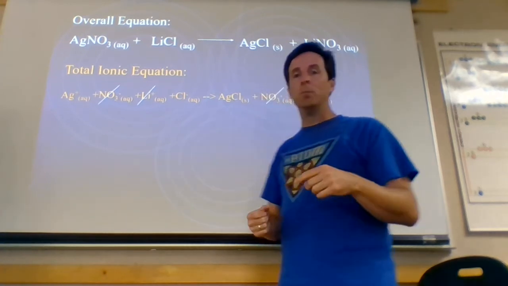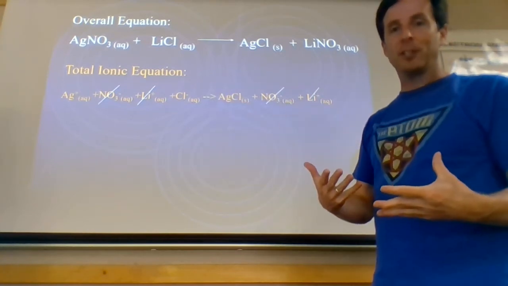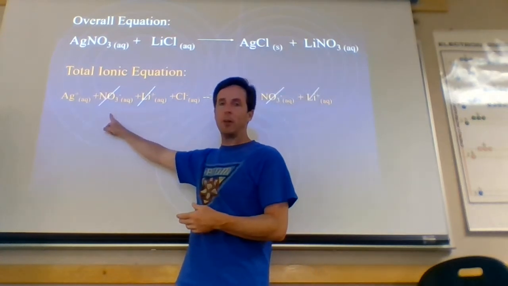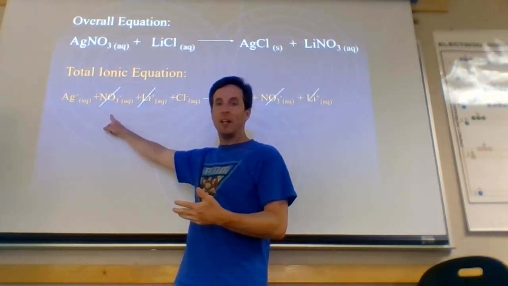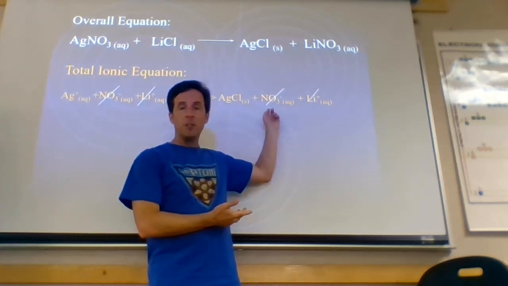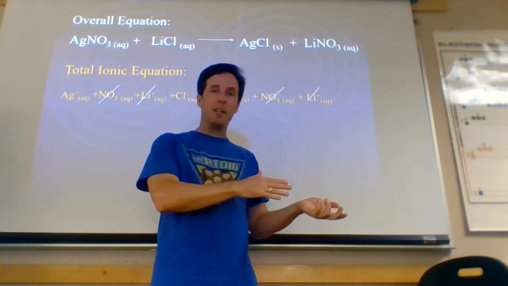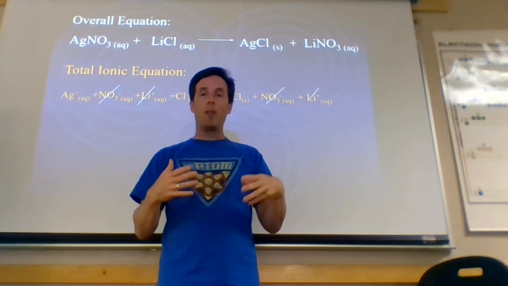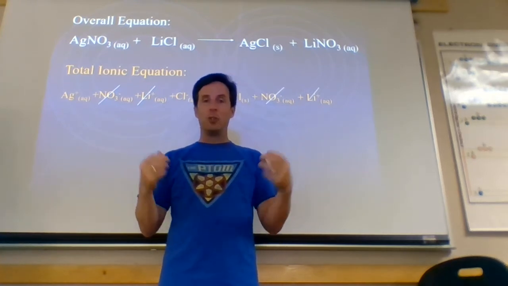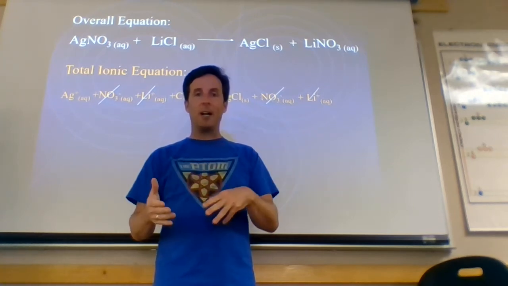So I'm going to mark out the things that basically didn't do anything in the reaction. In the first solution, nitrate was just swimming around doing its own thing. When I finished, nitrate was still just swimming around doing its own thing. So nitrate didn't really do anything. He was there in the beginning, he's still there in the end, just swimming around. So we call that a spectator. He was present for the reaction, but he didn't do anything, he just watched. So he's called a spectator ion.